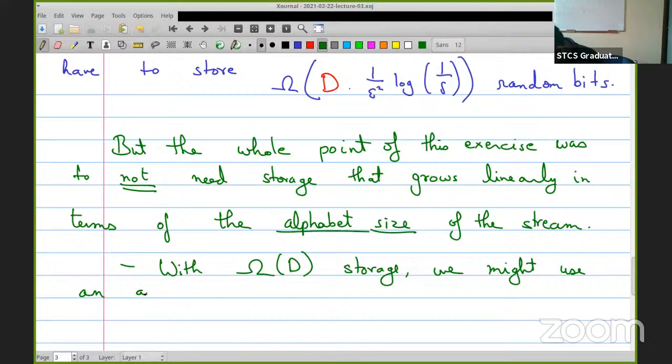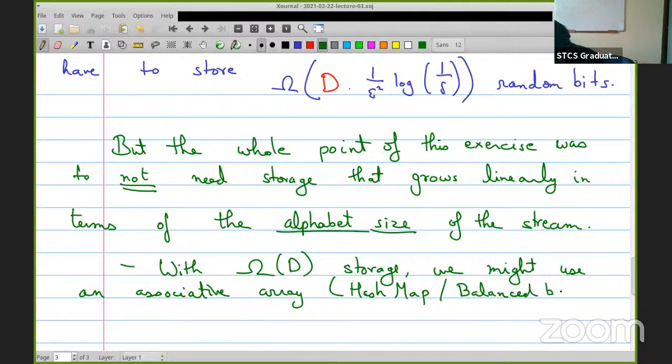So in your favorite library, it might be called a hash map. They might be implemented as a hash map or a balanced binary tree.